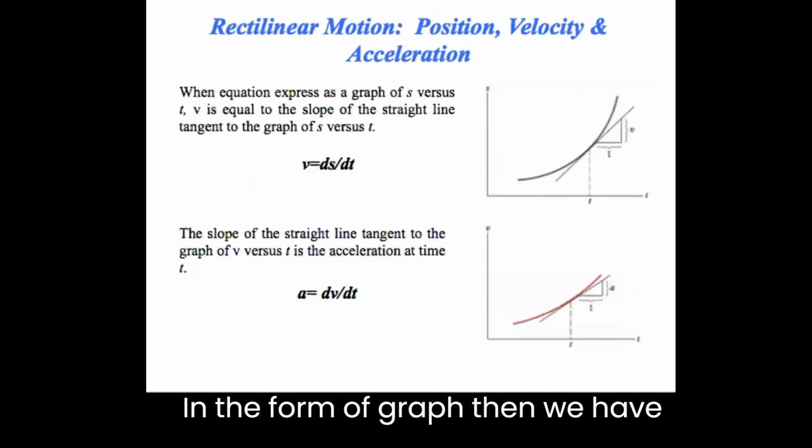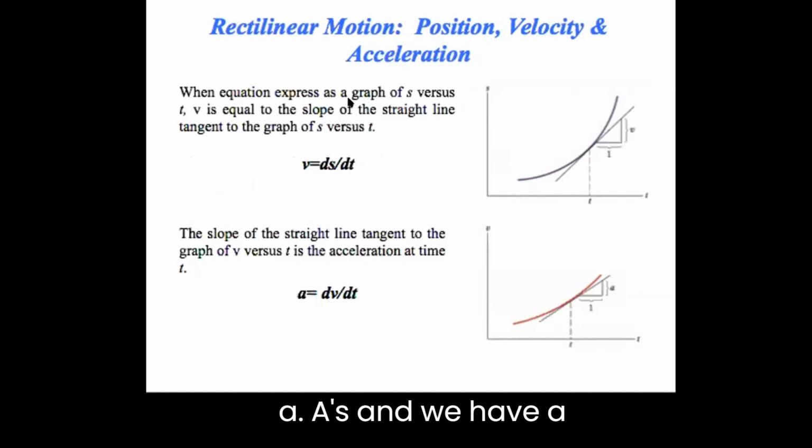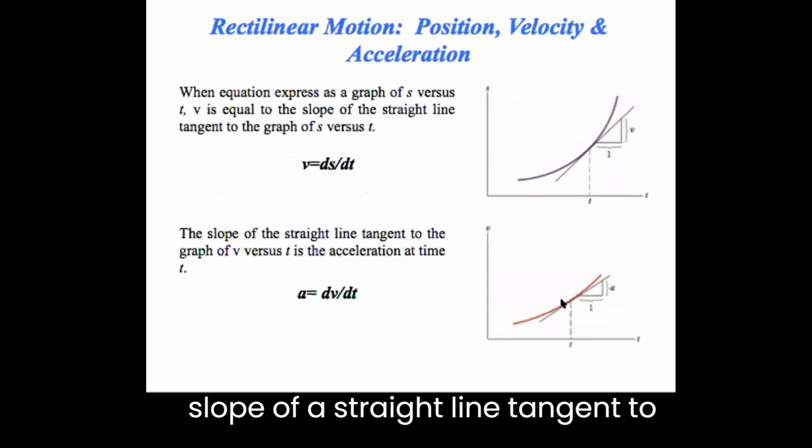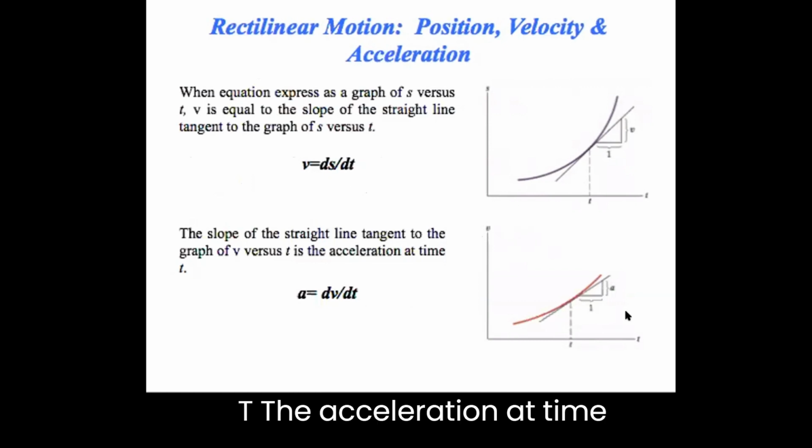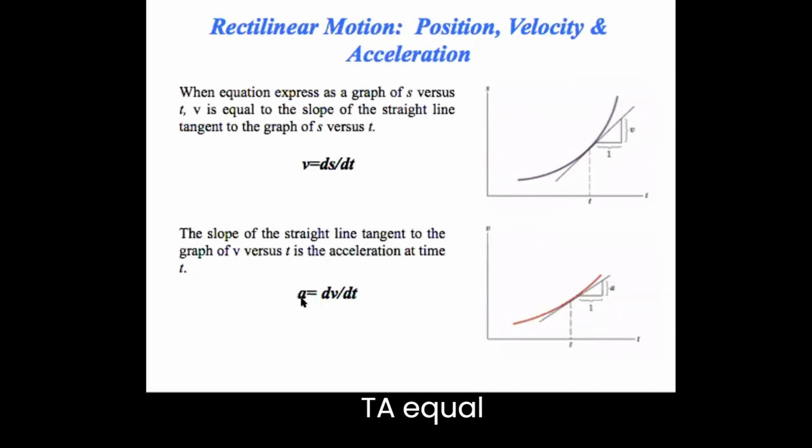In the form of a graph, when we have a graph of s versus t, v is equal to the slope of the straight line tangent to the graph of s versus t, v equals ds over dt. And the slope of a straight line tangent to the graph of v versus t gives the acceleration at time t, a equals dv over dt.